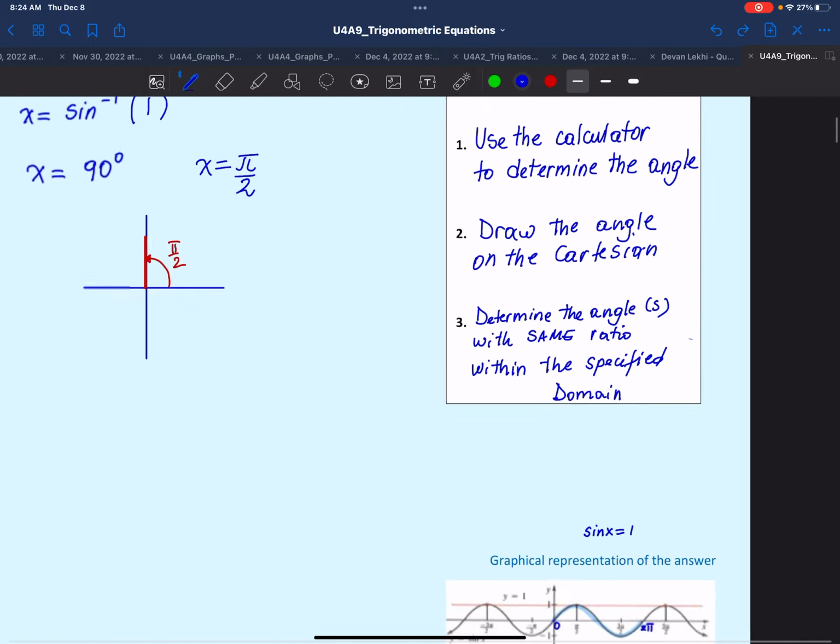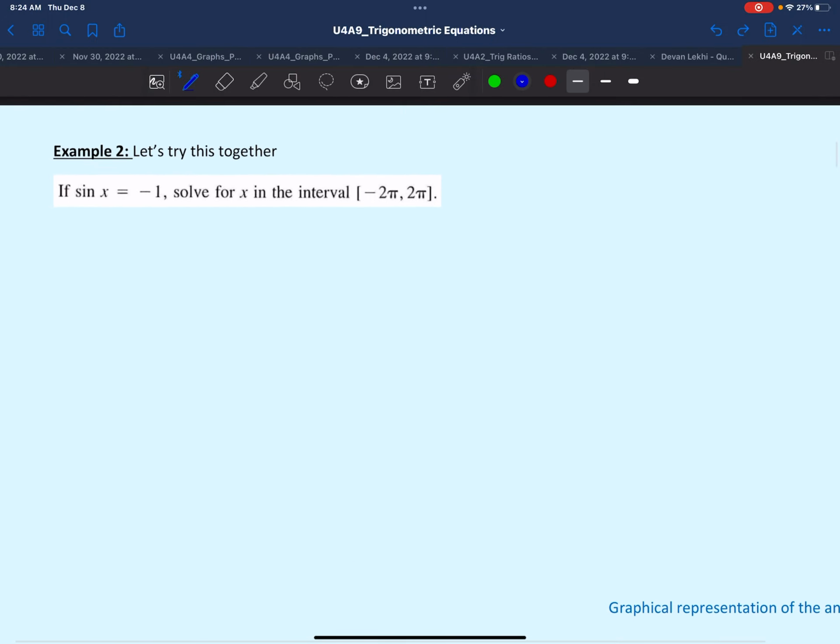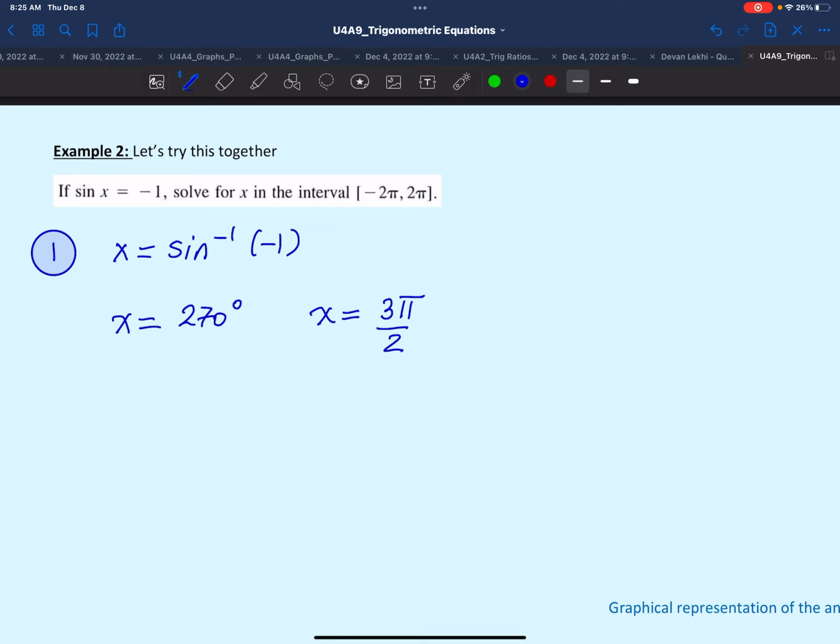Okay, now let's take a look at another example very similar to the previous one, but this time we will expand the domain to between negative 2 pi and positive 2 pi. So step number 1 again would be to use the calculator to find the angle. So inverse sine of negative 1. Set the calculator to degree mode for an exact answer. In our case, we'll get the angle 270 degrees, which we must convert to radians, and that's because our domain is given in radians. So that would be the angle 3 pi over 2.